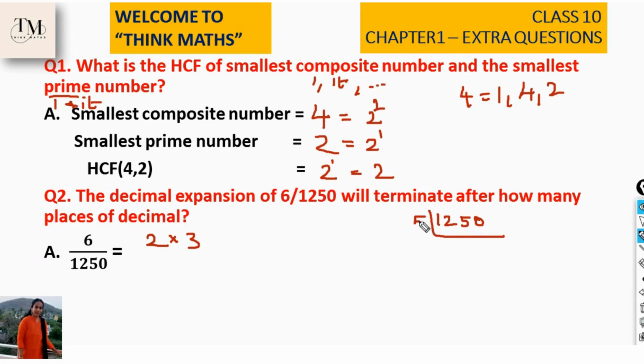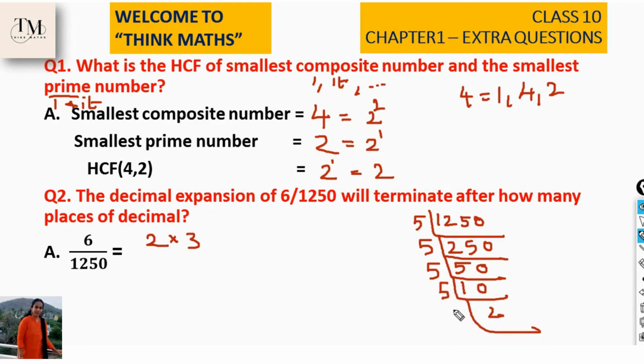Let me take 5. 5 2s are 10, balance will be 2. 5 5s are 25, 0. Again I am going to take 5. 5 5s are 25, 0. Again let me take 5. 1 5 is 5, 0. Again 5 is taken, 5 2s are 10, so 2, 1. So how many 5s are there? 4 5s are there. So it can be written as 5 power 4 into 2.